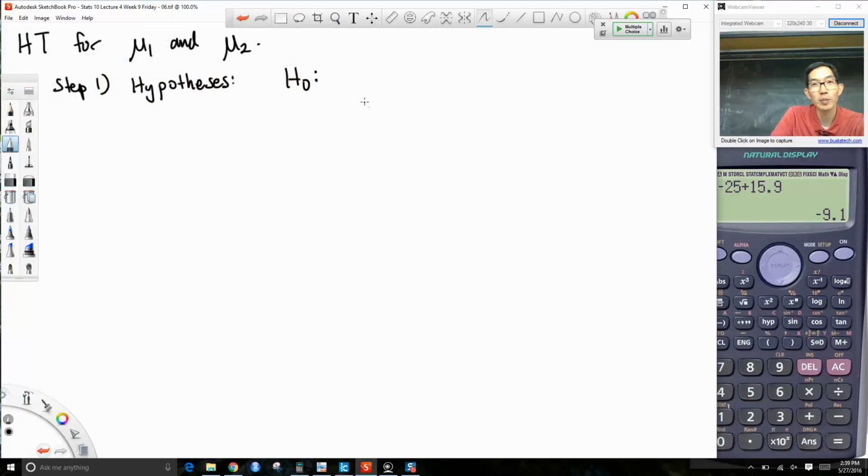The null hypothesis was that P1 and P2 were equal to each other, okay? In this case, we're going to just say the null hypothesis is that mu1 and mu2 are equal to each other. Or conversely, we could also have mu1 minus mu2 equal to 0. That's also a fair way to write the null hypothesis.